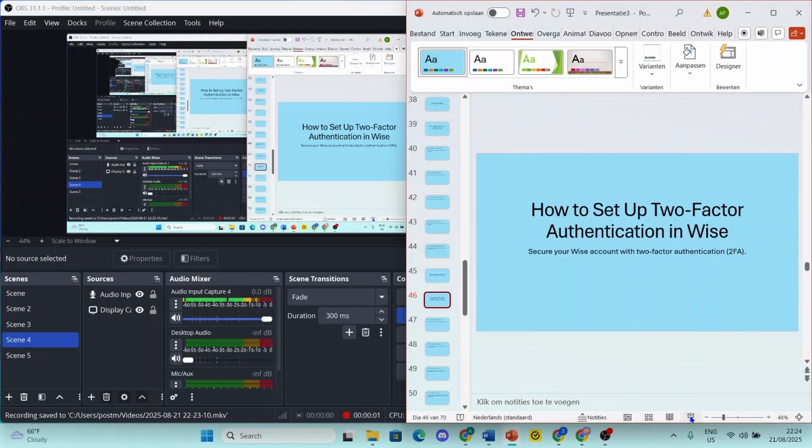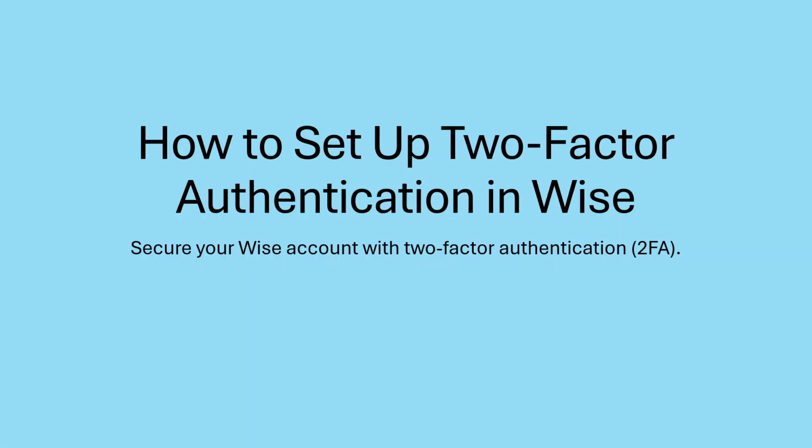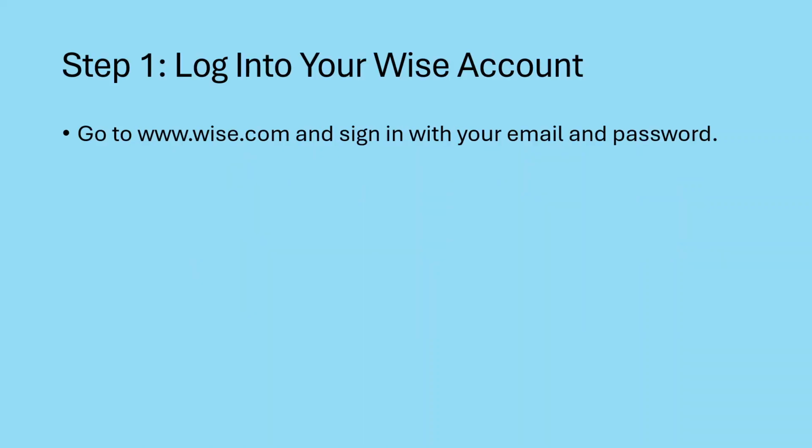In this video, I'll show you how to set up two-factor authentication in Wise. Step 1. Log into your Wise account. Go to wise.com and sign in with your email and password. I will leave a link to Wise in the description down below.